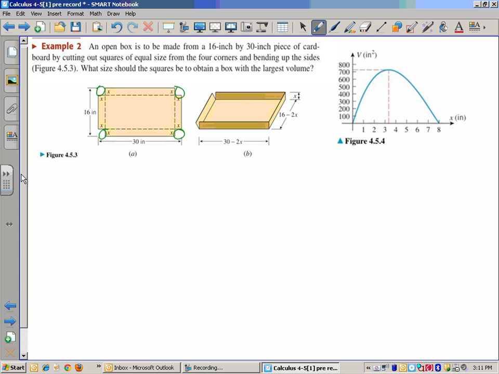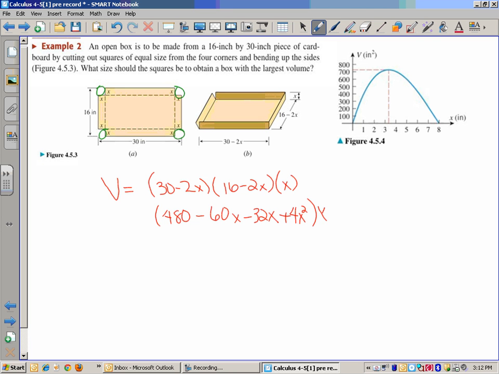Okay, so you should have come up with the volume is equal to the length times the width times the height. And if I FOIL this out, I'm going to get 480 minus 60 minus 32x plus 4x squared. And then I'm going to take all of that and multiply it by x, and I'm going to condense. And so you have paused this, so now you're hearing me work through this problem.